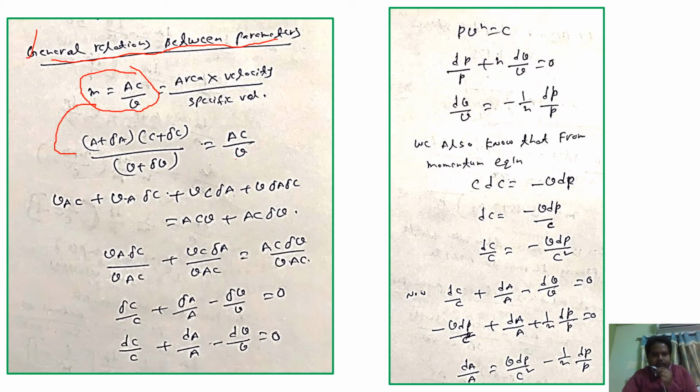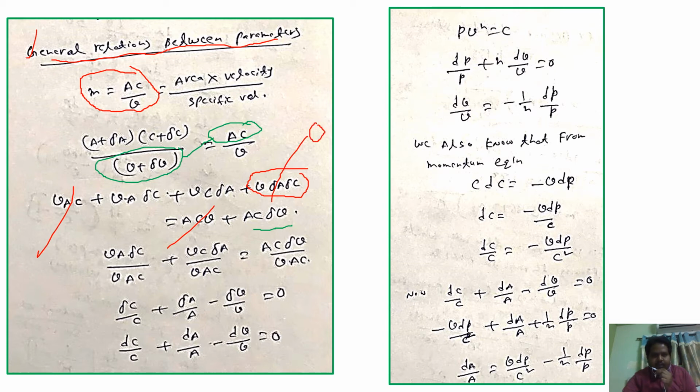Now when we multiply with V, this portion would be VAC plus VA delta C plus VC delta A plus V delta A delta C. And again, if you multiply AC with the denominator, we can write it as ACV plus AC delta V. Here VAC gets cancelled, and V delta A delta C: delta A and delta C are infinitesimals, so this term tends to 0.